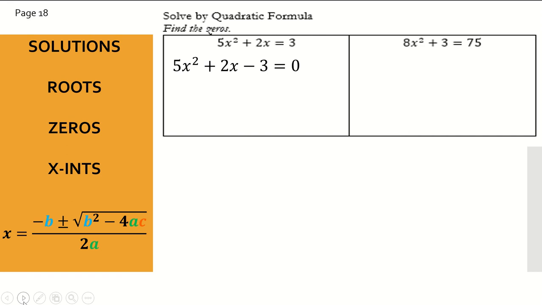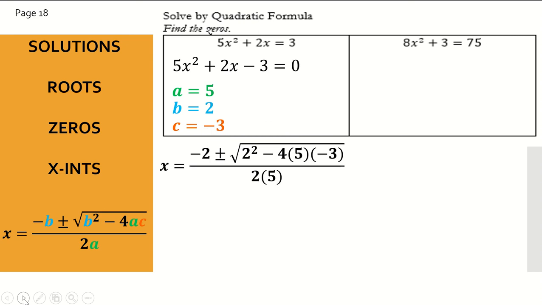And we are ready to identify our a, b, and c values. Our a value, remember, is the coefficient in front of the x squared term. Our b is the coefficient of x, and our c is our constant, or the number by itself. Once you have your a, b, and c, you can simply plug those into your quadratic formula. Then you can plug in the discriminant. Remember, that's everything under the radical, or under the square root symbol. Plug the discriminant into your calculator.